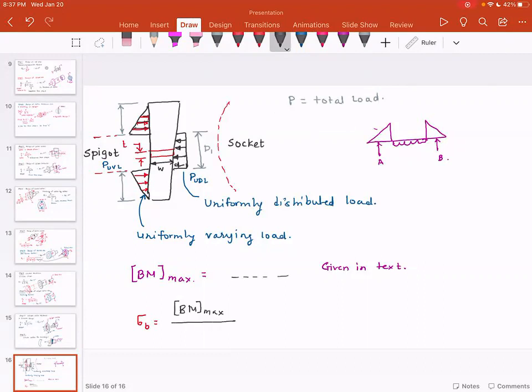This BM max divided by BD cube by 12, which is TW cube by 12, is the moment of inertia of the cotter. That gives you the value of sigma B, and that should be the sigma design of the cotter.